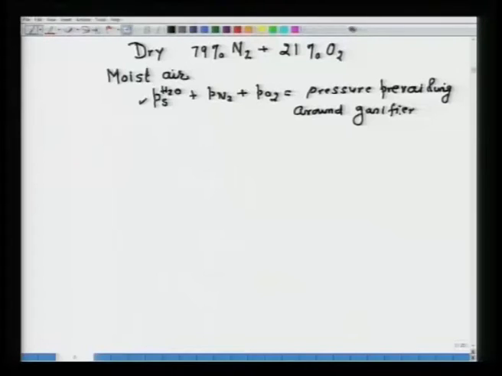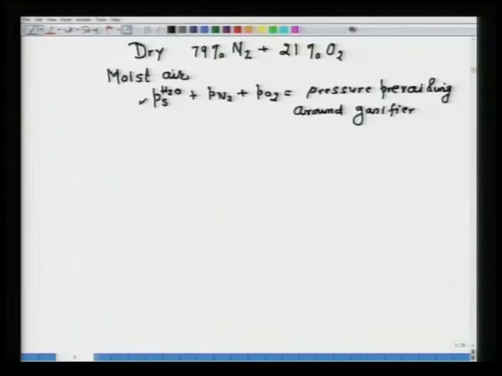Now, in order to find out PSH2O, you have to take into account the relative humidity and the saturation vapor pressure. If you multiply, you will get this particular amount. If you subtract this PSH2O from the pressure prevailing around the gasifier, you get PN2 plus PO2. Now, this has become dry air. So, 79% of that and 21% of that will give you the proportion of nitrogen and oxygen, and H2O in there. So, that part is to be taken into care. This is about the material balance.